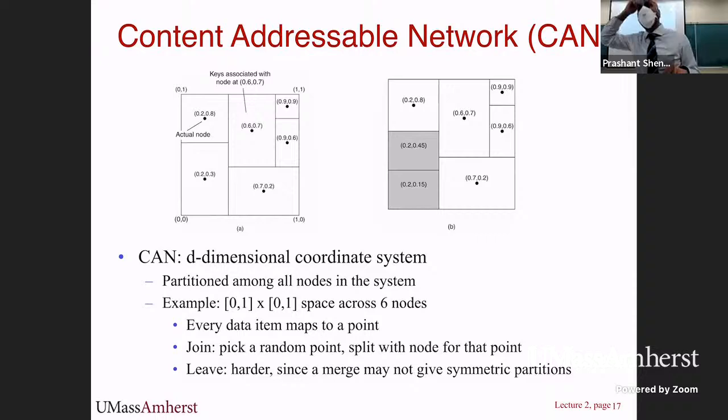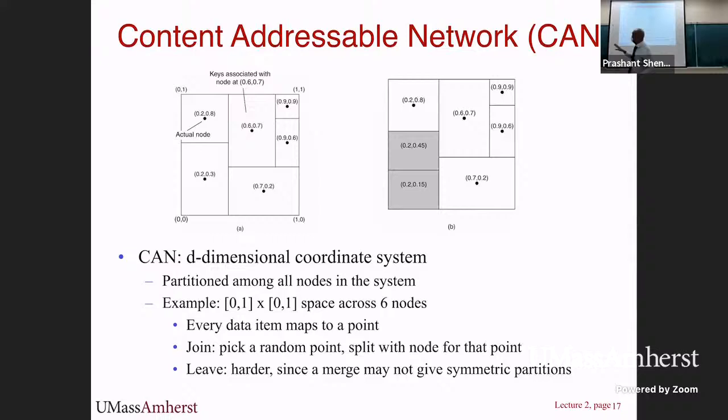So essentially each of these dots are now nodes. Nodes are now responsible for a rectangular space and all the content that maps within that space. In the previous case, each node was responsible for a range of IDs from the previous node to yourself. Now you have two dimensions.